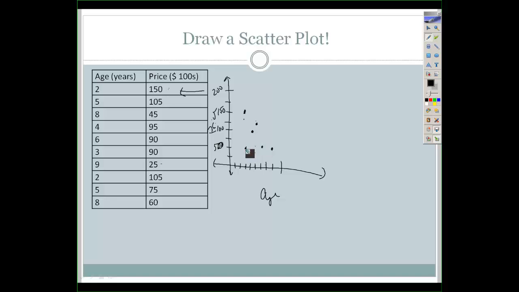3, 90. Then 9, 25. 90 should be up here. That's a mistake by me. 9 and 3 should be, 9 should be 90. 6 should be 90 as well. Should be right up there. Okay. I'm going to go ahead and erase those 2 points. Those are in the wrong spot.